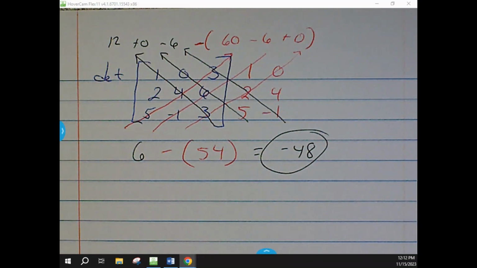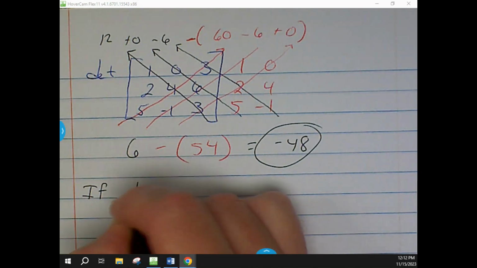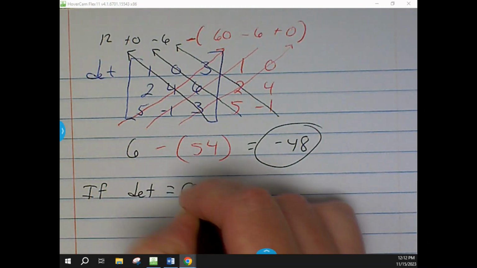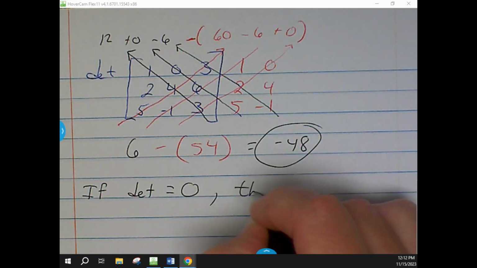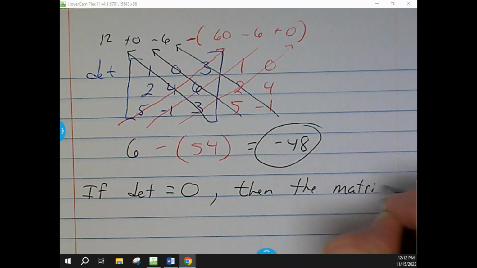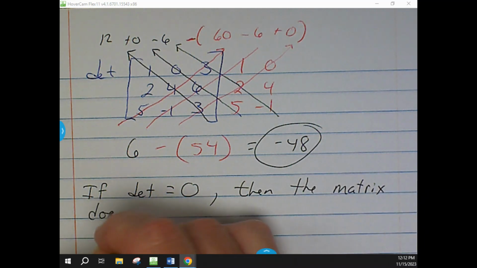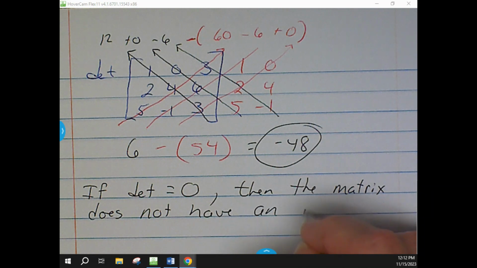Okay, and then the last thing, one last statement, one last sentence here. If the determinant equals 0, then the matrix does not have an inverse.